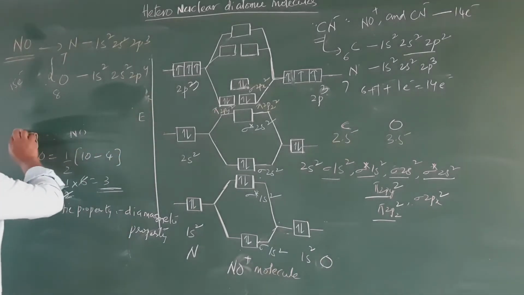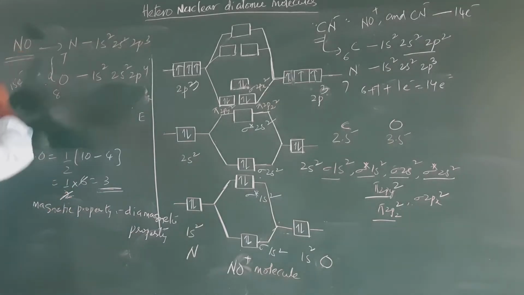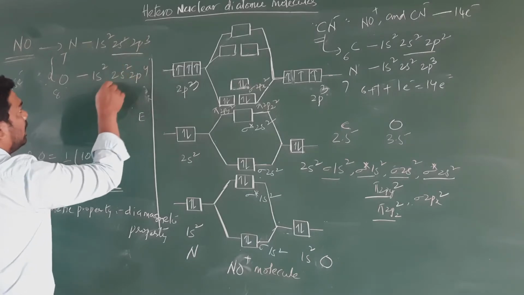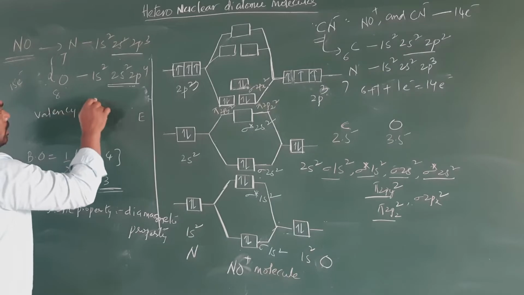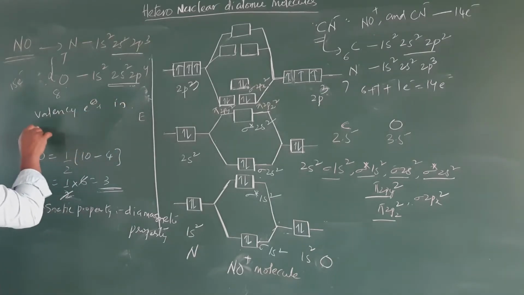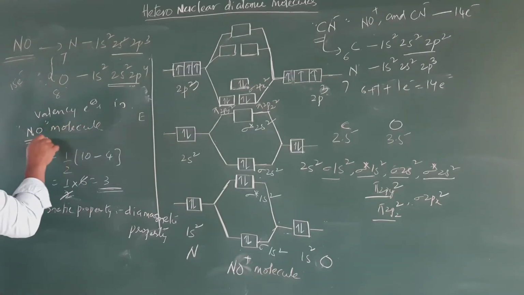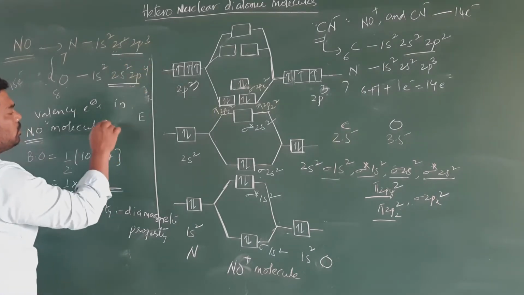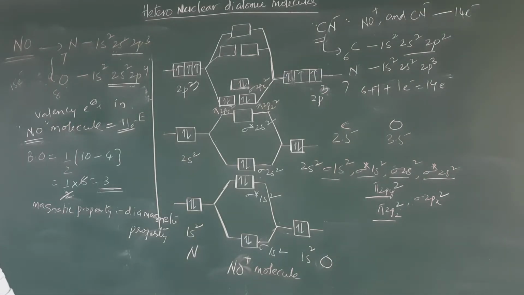NO molecule is a 15 electron system. That is very, very important. So, for example, the NO molecule: nitrogen has atomic number 7 and oxygen has atomic number 8. So the valency electrons in the NO molecule: 2 plus 3 is 5, 5 plus 2 is 7, 7 plus 4 is 11. So the NO molecule is an 11 valency electron system.